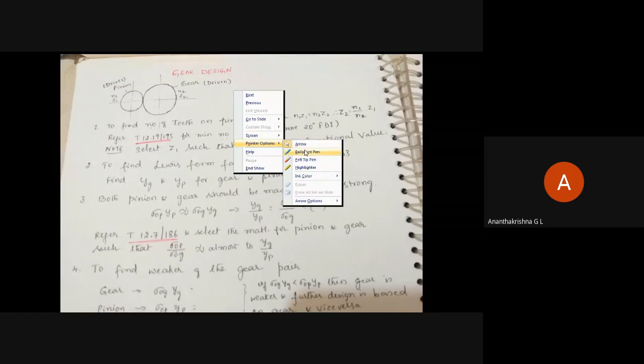Now, the first step is to find the number of teeth on pinion and gear. That is the first step that we need to do. We have got the equation N1 Z1 is equal to N2 Z2. This we have learned from our basic mechanical engineering, elements of mechanical and also kinematics of machines.